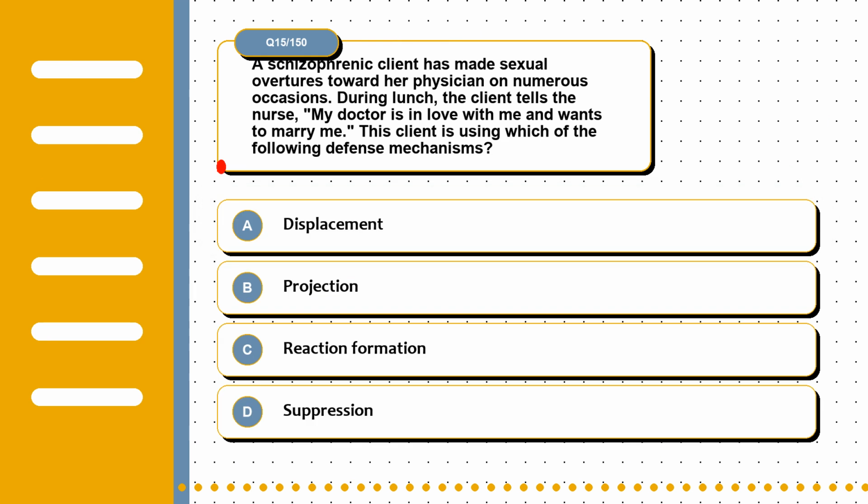Question 15. A schizophrenic client has made sexual overtures toward her physician on numerous occasions. During lunch, the client tells the nurse, "My doctor is in love with me and wants to marry me." This client is using which of the following defense mechanisms? Here are the options. Option A, displacement. Option B, projection. Option C, reaction formation. Option D, suppression.